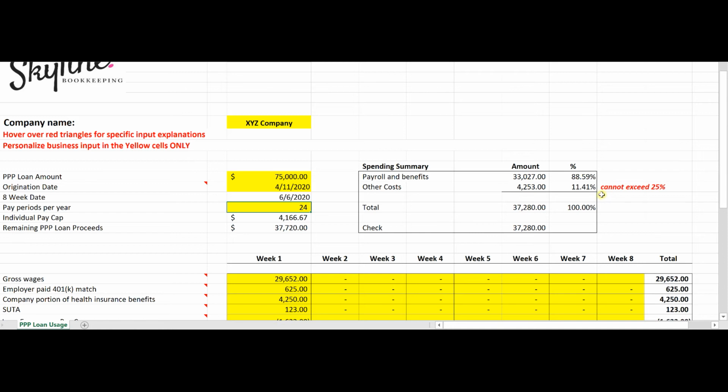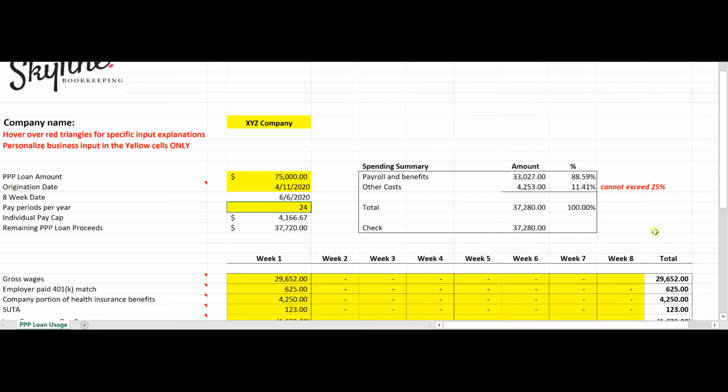Your payroll and benefits, we want to keep that 75% or more of the total loan proceeds. So your other costs cannot exceed 25% in order to qualify for 100% loan forgiveness. So just keep that in mind when you're calculating this.